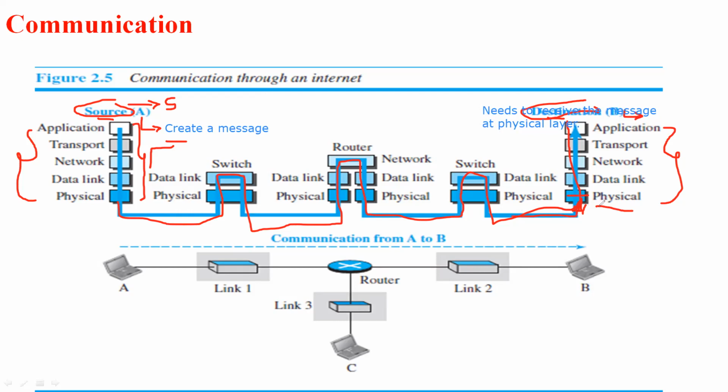So the message is received by the destination node at its physical level, then it will deliver it to all the other levels. So the physical layer will deliver the message to all the remaining levels of the destination host. So this is about the source and destination.